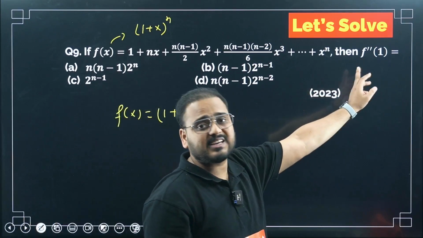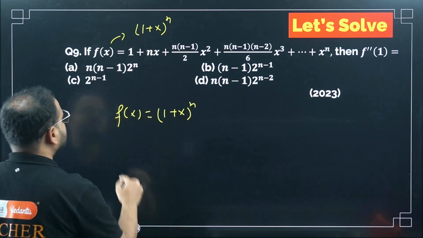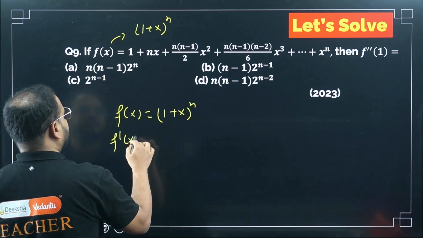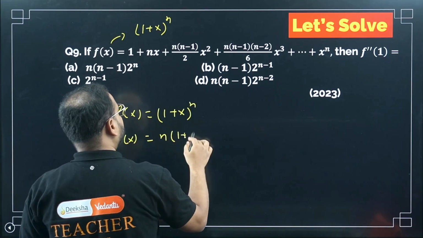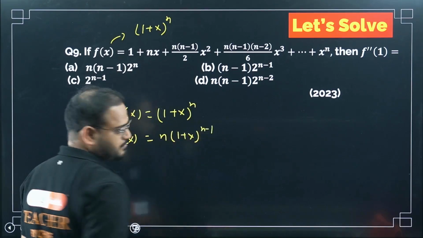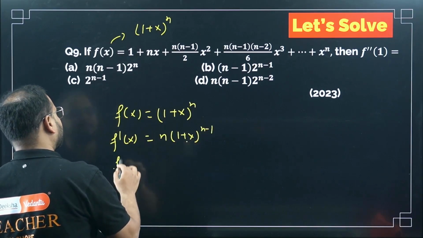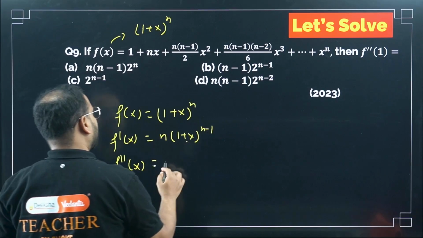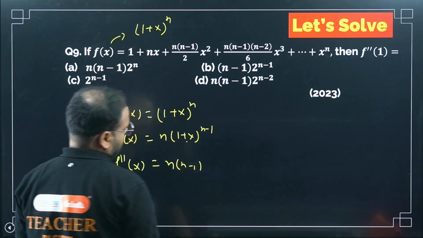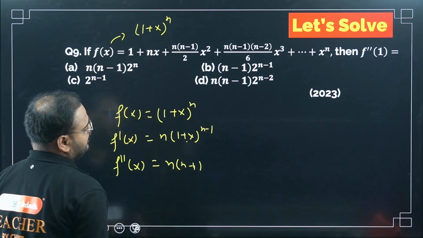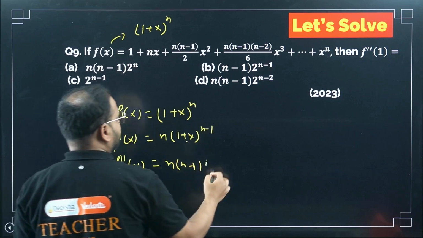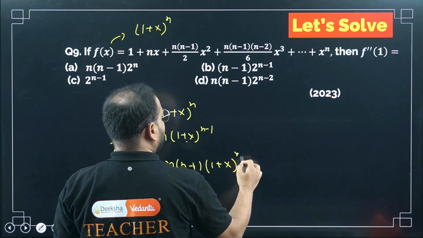Now derivatives, they are asking for the second derivative at 1. So find the second derivative first. f dash of x, if I am finding, I will get n times (1 plus x) to the power n minus 1. Correct? They are asking for the second derivative, so I will get n times (n minus 1), this is coming in front, right? And (1 plus x) to the power n minus 1 minus 1.